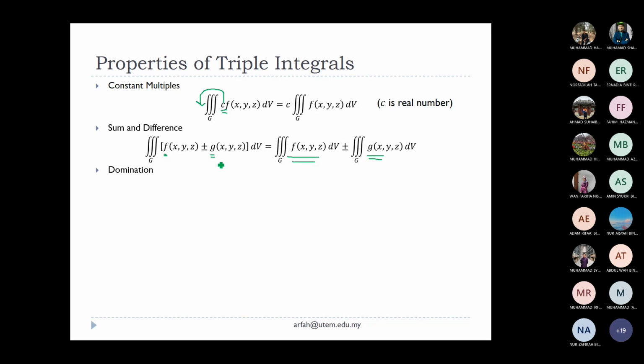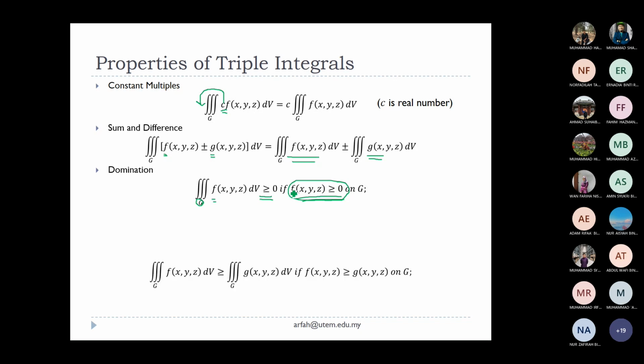The next one, lagi satu properties, we have domination. Dominant meaning which function is dominant. Let's say you have function f greater than 0 and we would like to find the triple integral of function f for the region G. Since the function itself is greater than 0, the triple integral of the function will also produce an answer that is greater than or equal to 0. Okay, so this is called the domination rule for triple integral.